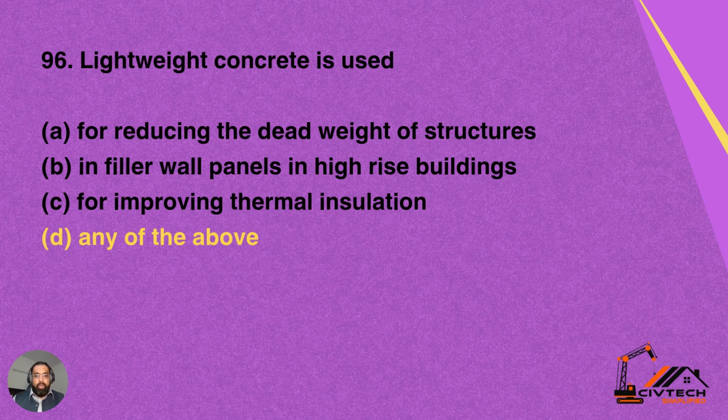Then we have question 96. Lightweight concrete is used. For which purposes is this sort of concrete used? Option A, for reducing the dead weight of the structures. Option B, in filler wall panels in high-rise buildings. Option C, for improving thermal insulation. Option D, all of the above.